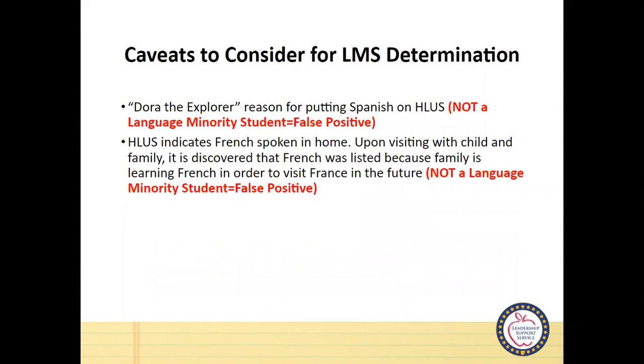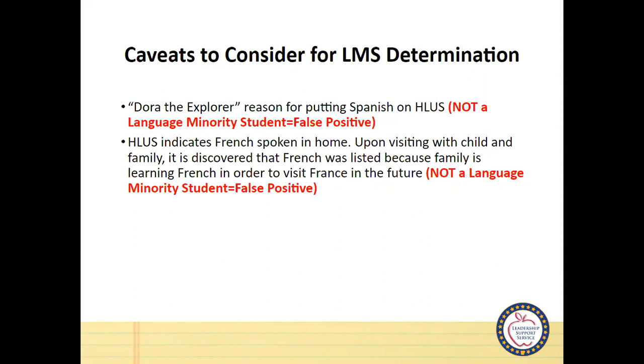Here are some examples. Dora the Explorer is a reason for putting Spanish on the home language usage survey. Sometimes parents will put that their child is learning another language, and you inquire about it. It may be only one of the responses, and they say, well, yes, we're trying to make sure they're exposed to a variety of languages. So we watch Dora the Explorer and they're learning some basic greetings, and I even have them doing Duolingo on the phone. And I'm glad they're learning another language. Well, that is great, but that is an additional language, not one of their first languages. That is not a language minority student and would be a false positive.